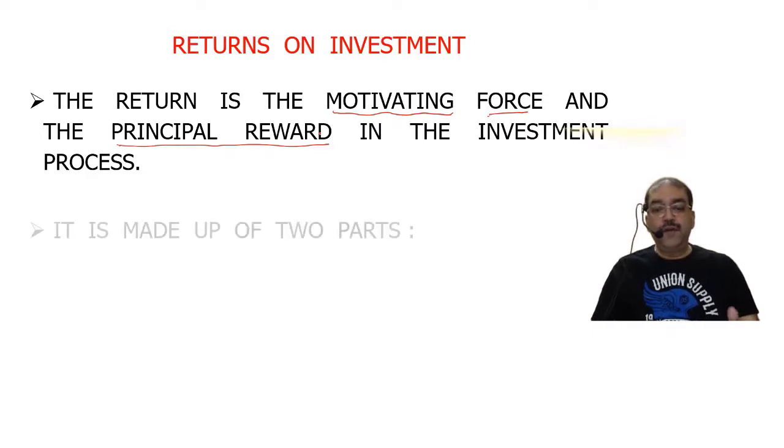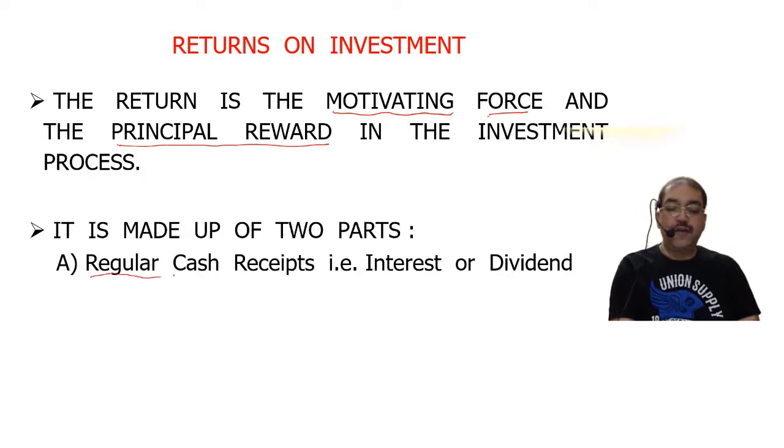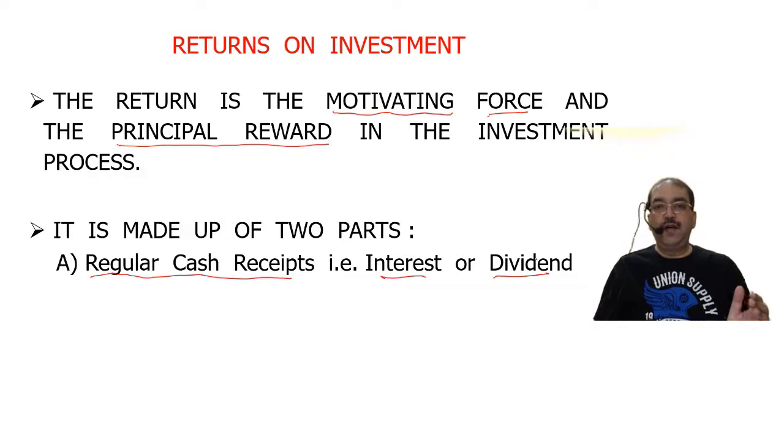Now this returns is made up of two parts. What are the two parts? Regular cash receipts. In what form? Interest or dividend. If you are investing in government securities, interest. If you are investing in debentures, interest. If you are investing in fixed deposit of banks, interest. If you are investing in RBI bonds, interest. If you are investing in preference shares, dividend. If you are investing in equity shares, dividend. So regular cash receipts.